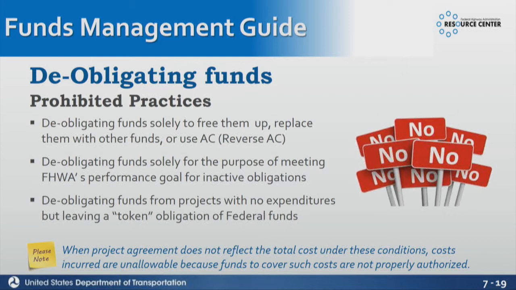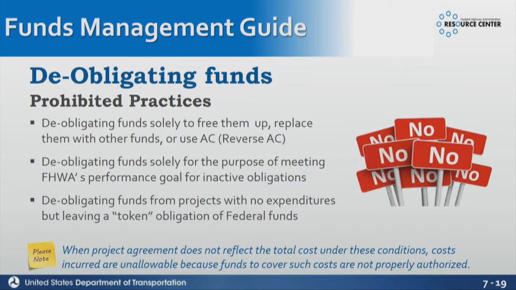Okay, deobligating funds from projects with no expenditures but leaving a token obligation of federal funds. We don't really see this too much anymore, but we saw this a lot when we did our inactives, and we had thresholds where we were only focusing on those that had a $250,000 inactive balance. So we saw some states say, well, let's just deobligate it down to $10,000, and then it won't show up on Federal Highways list, and we can slide through that one and wait till next year to work on it. So we don't see that too much anymore because we don't have thresholds. Now, if it's a $0 inactive or a $1 million inactive, you have to respond and tell us why it's inactive.